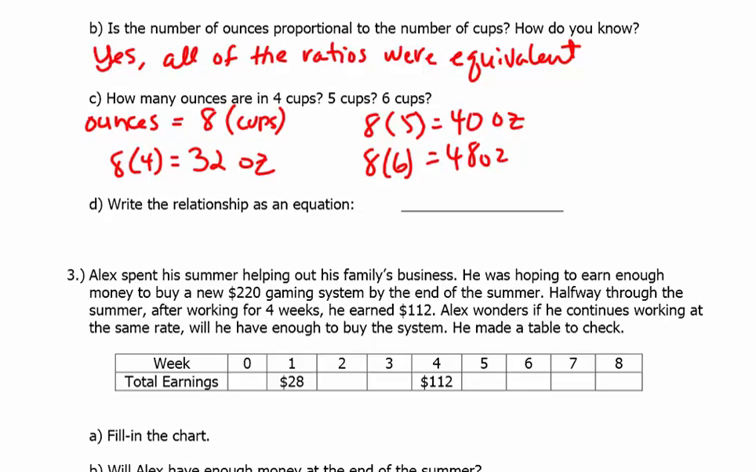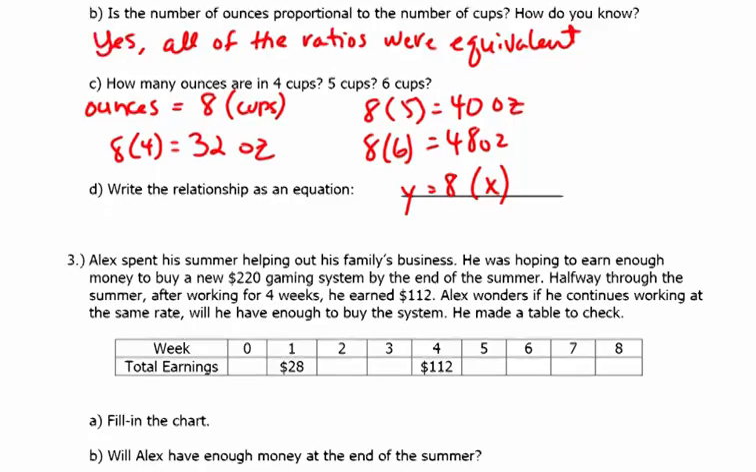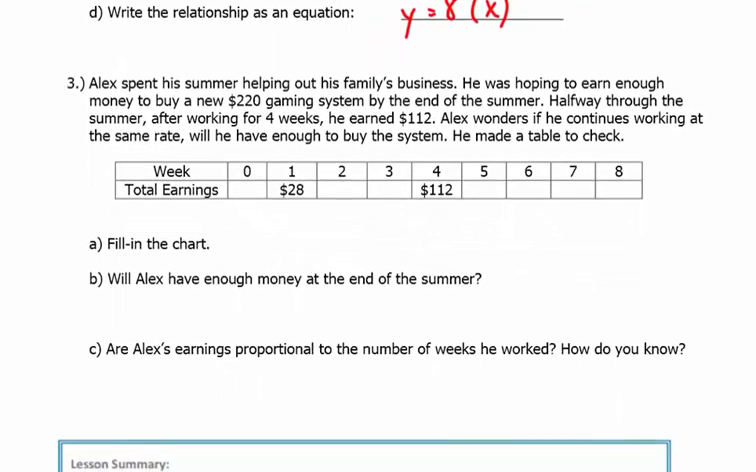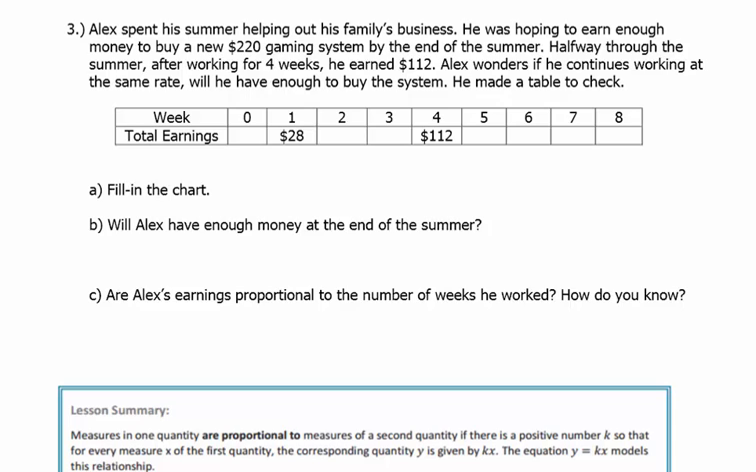So write the relationship as an equation. My number of ounces depends on 8, because there's 8 ounces per cup, times x, the number of cups. Number 3, Alex spent his summer helping out his family's business. He was hoping to earn enough money to buy a new gaming system. Halfway through the summer, after working for 4 weeks, he earned $112. He wonders if he continues working at the same rate, will he have enough to buy the system? He made a table to check.